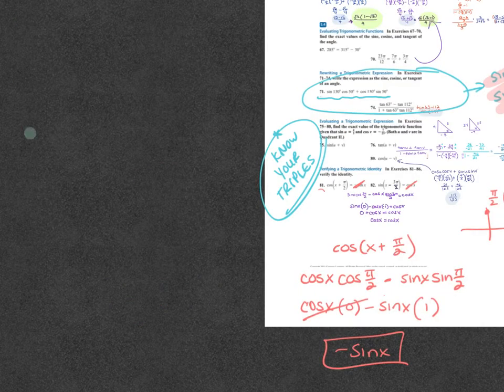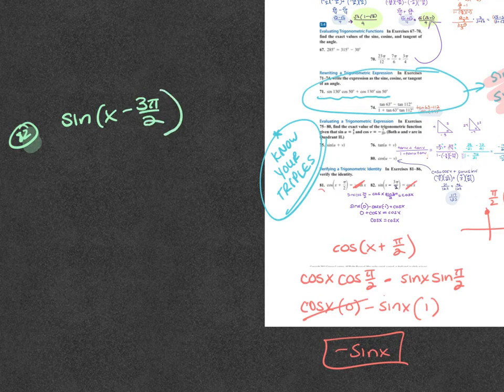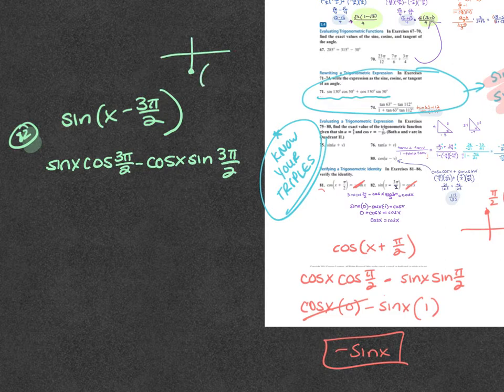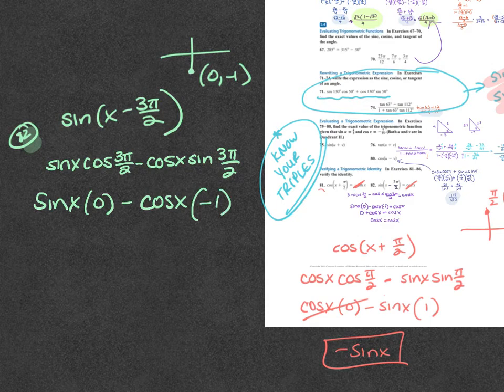Your 82 says sine of x minus 3 pi over 2. And I'm going to pretend like the cosine's not there because it won't be. So this is sine of a difference. Sine of x, cosine of 3 pi over 2, minus cosine of x, sine of 3 pi over 2. 3 pi over 2 is down here at 0, negative 1. Sine of x, I don't know. Cosine there is 0. Cosine of x, I don't know. Sine there, negative 1. So this goes away. I end up with negative cosine of x.